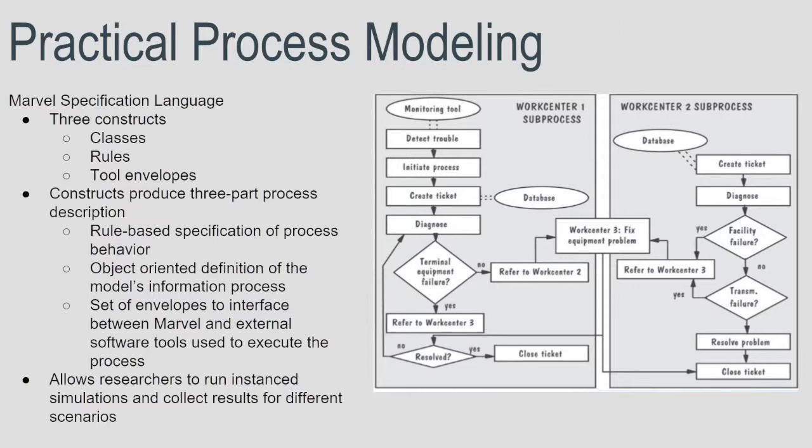Marvel specification language is a part of practical process modeling. Marvel specification language has 3 primary constructs. Those are classes, rules by which the classes operate, and tool envelopes, which allow interfacing between the model process and the classes within the process and how they should interact with the actual process. This allows researchers to run instance simulations and collect results for different scenarios.